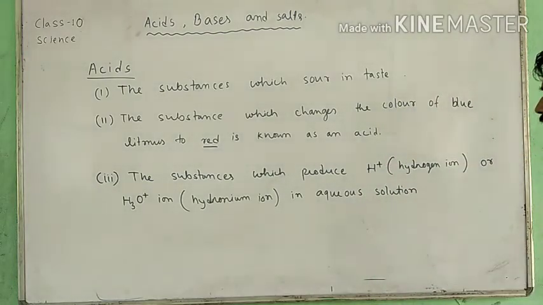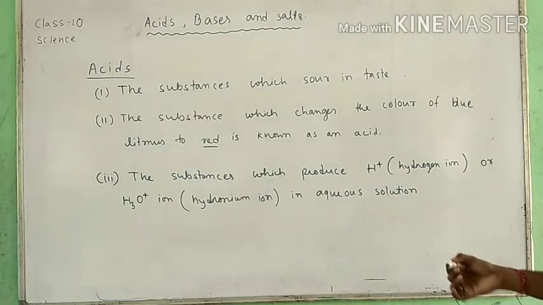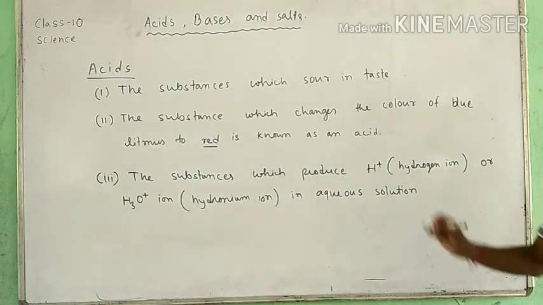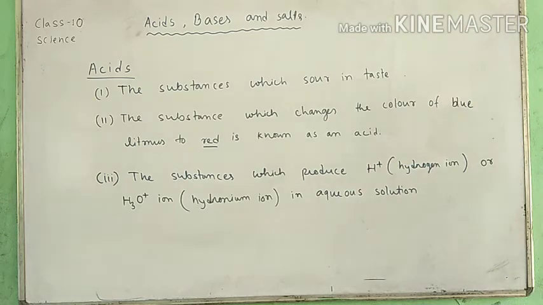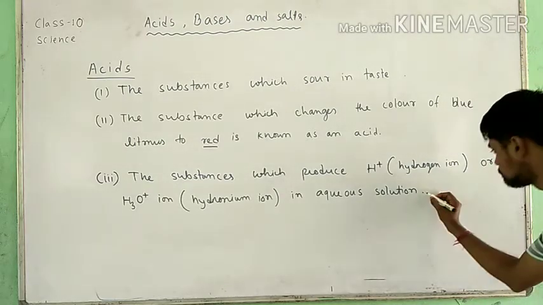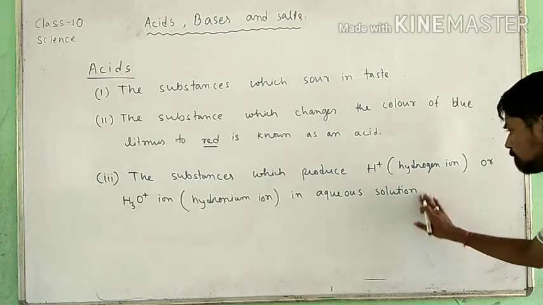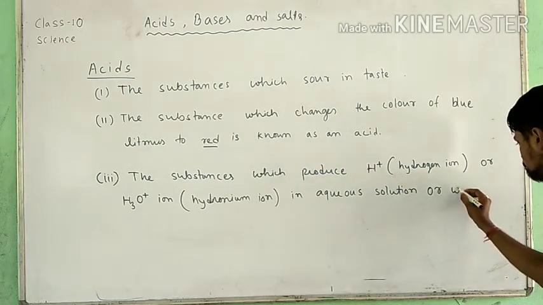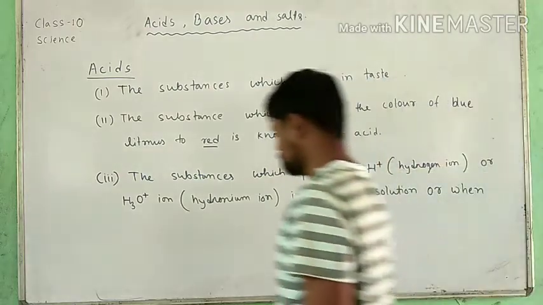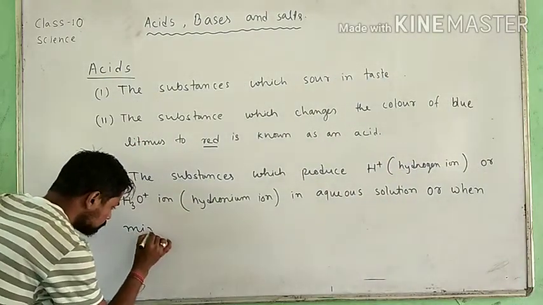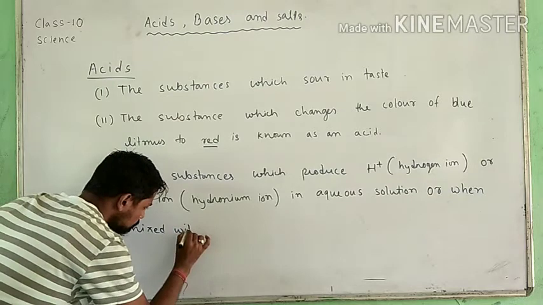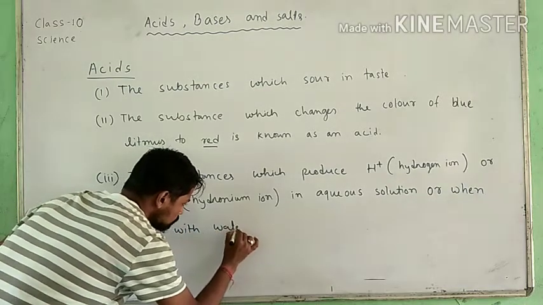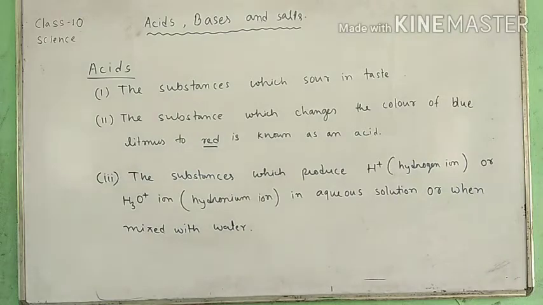Aqueous solution means what? When mixed with water. Any substance when mixed with water is known as an aqueous substance, okay. If we mix sugar in water, then it is known as aqueous. So in aqueous solution, or when mixed with water. Okay, these are the definitions of acid.